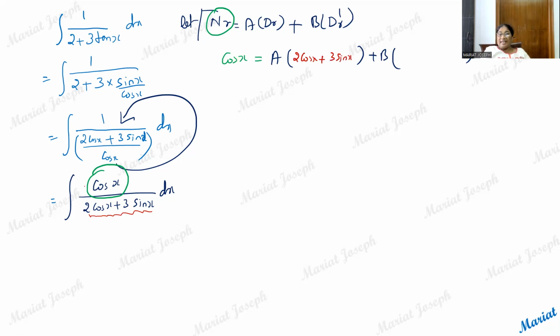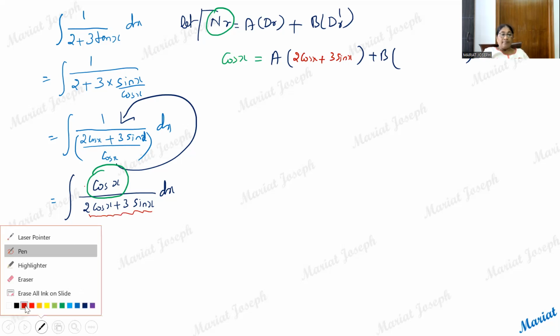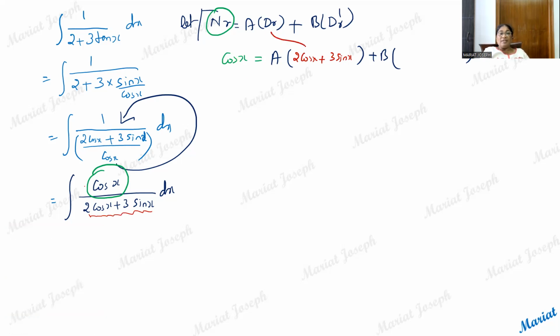And what is the second bracket going to be? The denominator's derivative. We have copied the denominator. Now the denominator's derivative should be here. What will come there? Minus 2 sin x plus 3 cos x. Is it going okay, children?